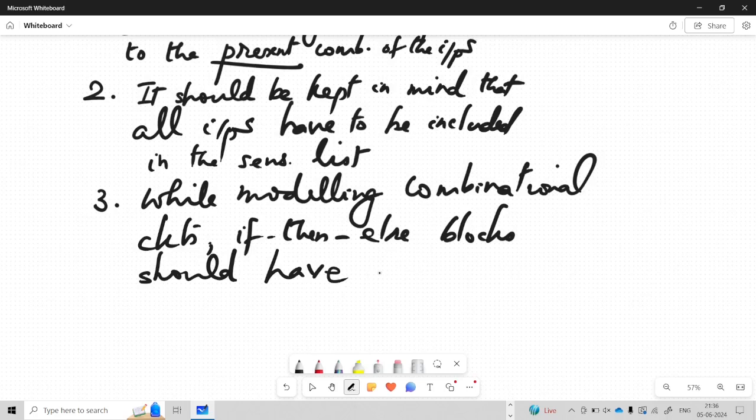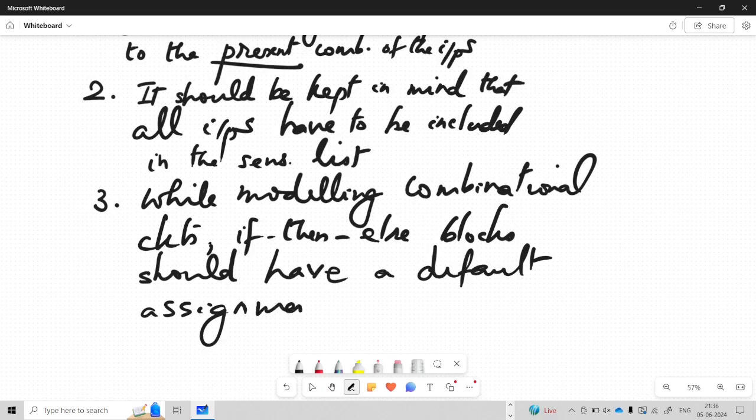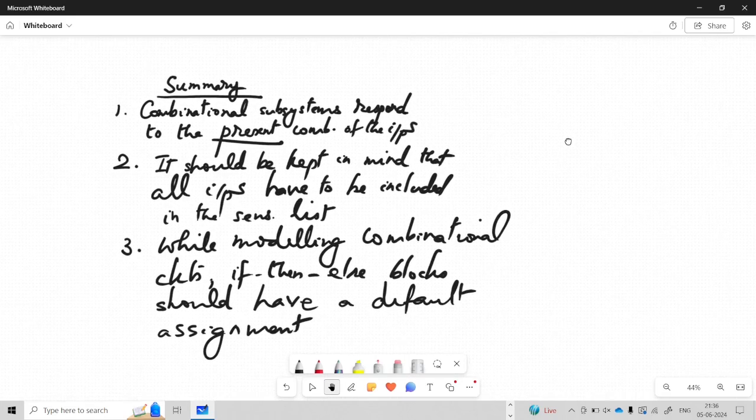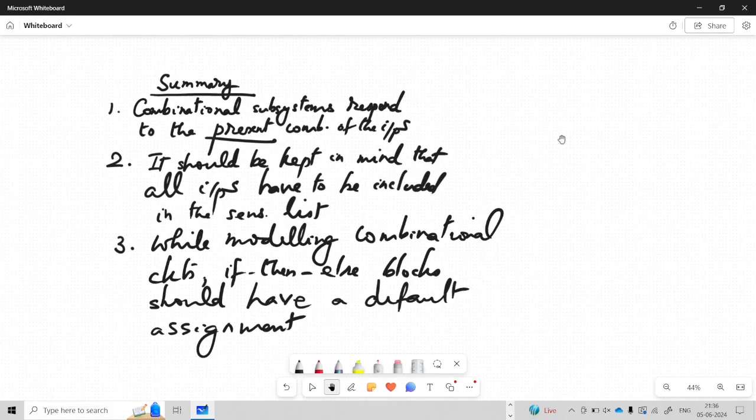If then else blocks should have a default assignment. The reason is this will help completely eliminate unintentional latch inference during synthesis, in case some of the branches of the if statement are left unspecified or incompletely specified. So there you are. These are the 3 points which are the key takeaways from this discussion.